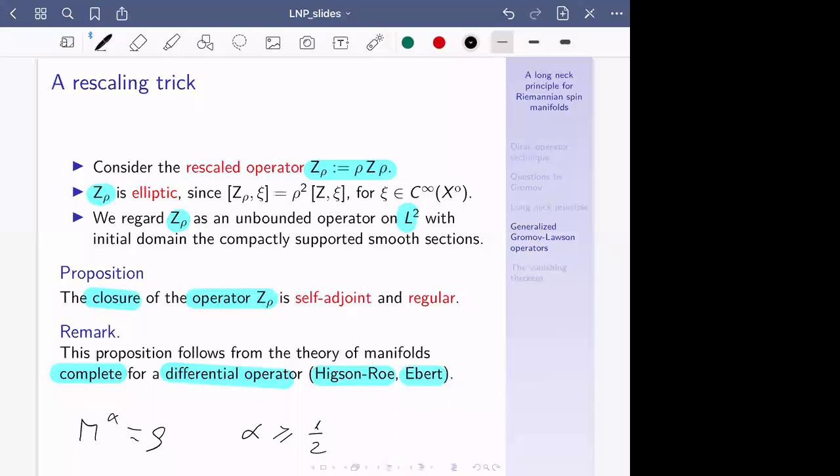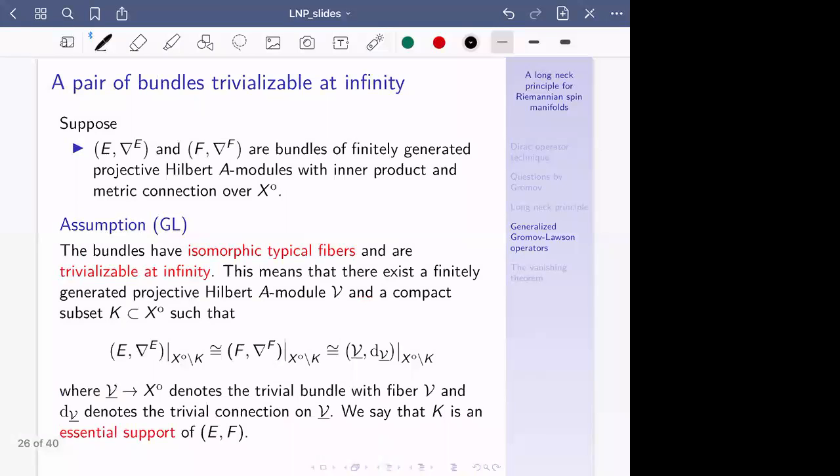and the idea is that if alpha is greater or equal than 1/2, then you can construct a sequence of compactly supported smooth functions such that the commutator with the operator D rho goes to zero, and then you repeat the classical proof that, for example, you find in Gromov-Lawson, that works for complete manifolds, to prove essential self-adjointness. But this rescaling trick was definitely one of the main ingredients.